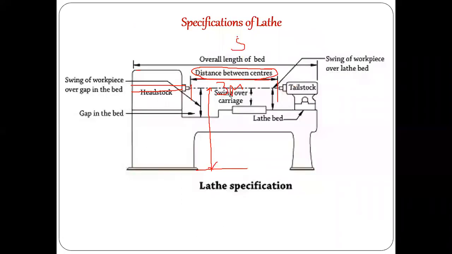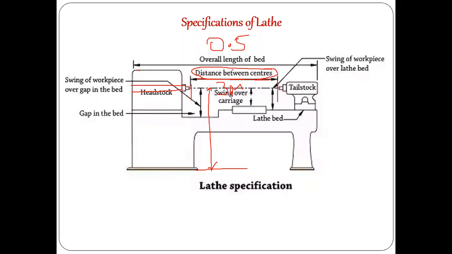So if it is only half meter, 0.5 meter, if the specification is only 0.5 meter, it means you can machine an object of only 0.5 meters, not more than that. So that's why these specifications are very important. Your specification depends upon your final applications. And this is important to buy or to specify a machine.